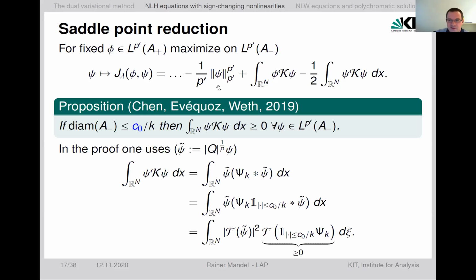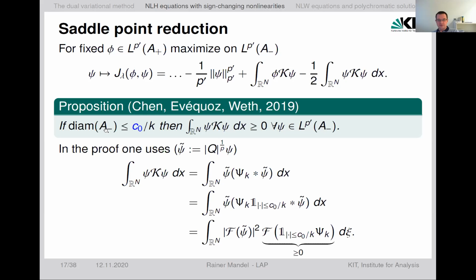Maximization with respect to psi, and the relevant part of the functional is given here. This is a good one for maximization. This is not a bad one, at least, because it is only linear in psi, so this is okay. But this one could produce trouble if it pointed in the wrong direction. So if psi K psi is non-negative, then everything is fine, and that's what we use as an assumption. We wanted to have that this term here is always non-negative, and this can be ensured by choosing this negativity set of small diameter.